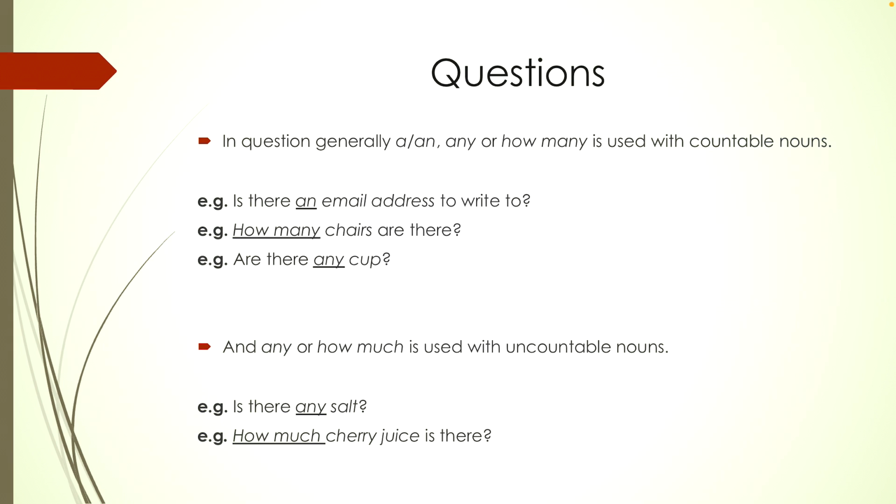Questions. In questions, we use a or an, any or how many with countable nouns. For example, is there an email address to write to, or how many chairs are there, or are there any cups? And we use any or how much with uncountable nouns. Like, is there any salt, or how much cherry juice is there? We should point out that if you want to make a question with how, you should use how many with countable nouns and how much with uncountable nouns.